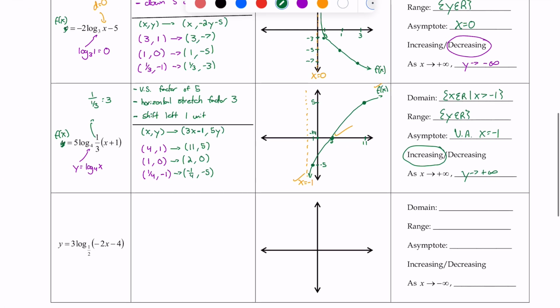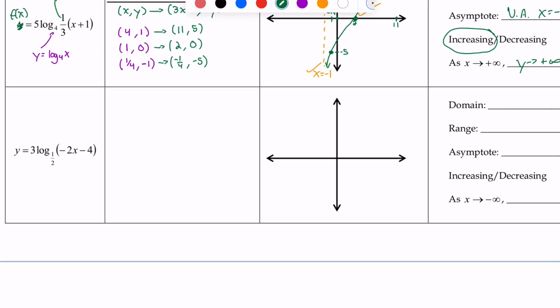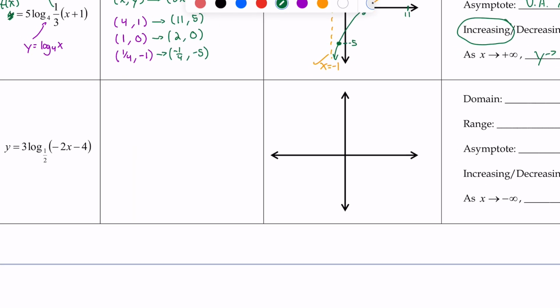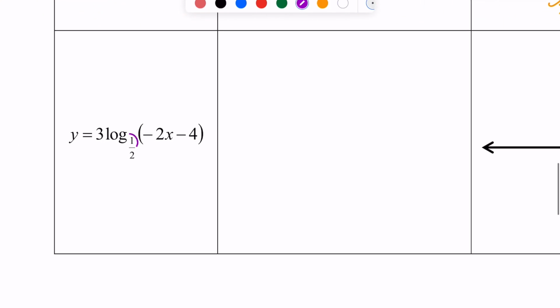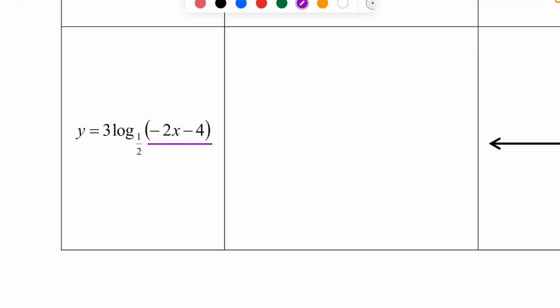Last problem, and probably the hardest one for last, okay? A couple things that have changed here in comparison to the previous ones. Well, first one being that I have a half as my logarithm. And then there's something that I have to do here first, and let's see if you can catch it, okay? So if you need to, just pause and then see if you can figure out what it is.